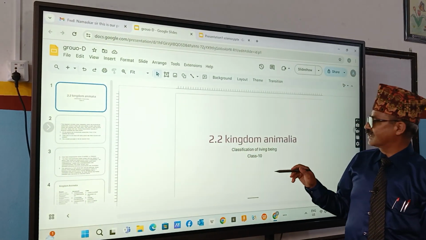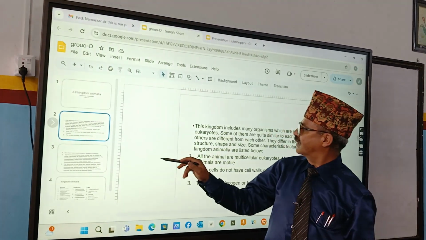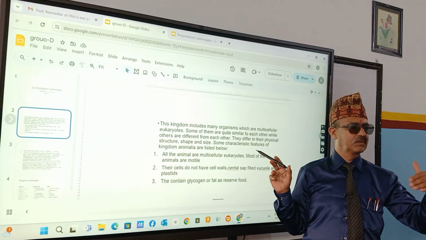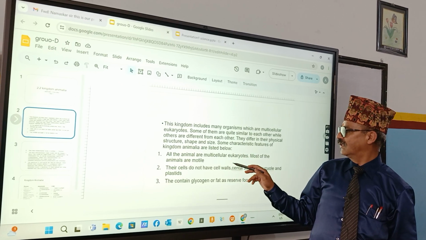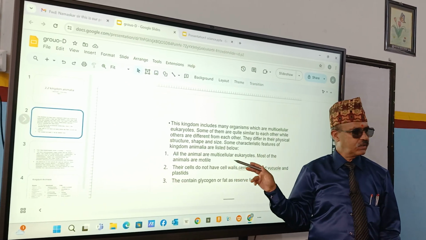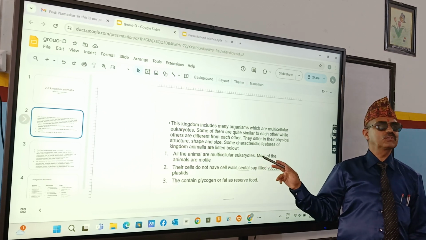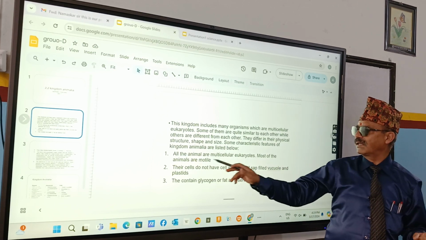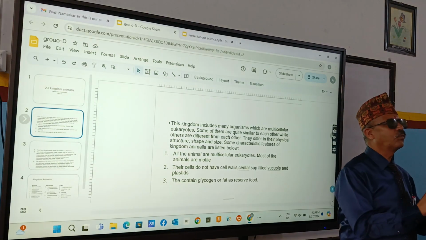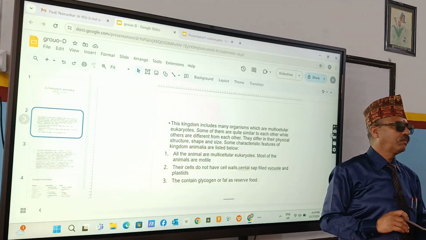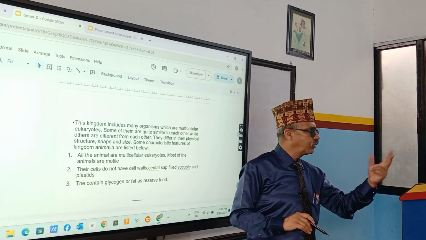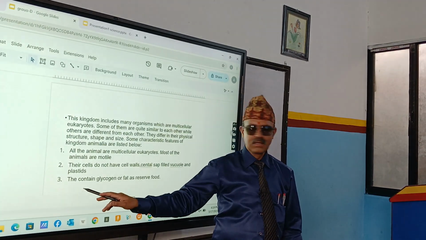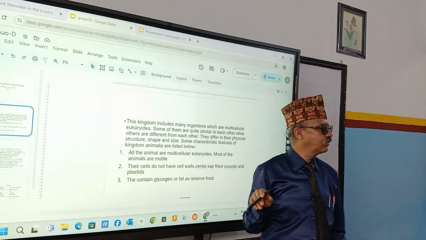Okay, the kingdom classification of living beings, and they have done this about the animal kingdom. Earlier we completed the plant kingdom, right? In the animal kingdom, see here, multicellular eukaryotes. Their body contains many cells, and eukaryotes means the cells are well developed, and the nucleus is also well developed. Most animals are motile, which means they can move from one place to another. But Porifera are sessile, the opposite of motile. And they contain glycogen or fat as reserve food, right?